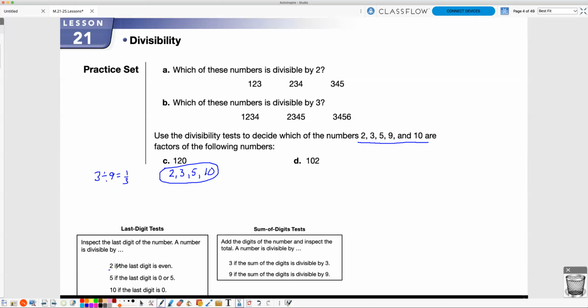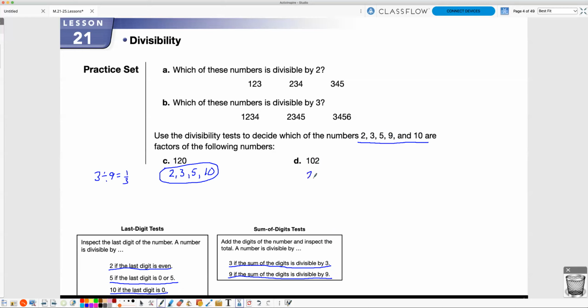So you're testing it. It's divisible by 2 if the last digit's even, divisible by 5 if the last digit is 0 or 5. It's divisible by 10 if the last digit is 0. It's divisible by 3 if the sum of the digits is divisible by 3. And it's divisible by 9 if the sum of the digits is divisible by 9. So go ahead and use those tests to determine if 102 is divisible by any of those numbers.